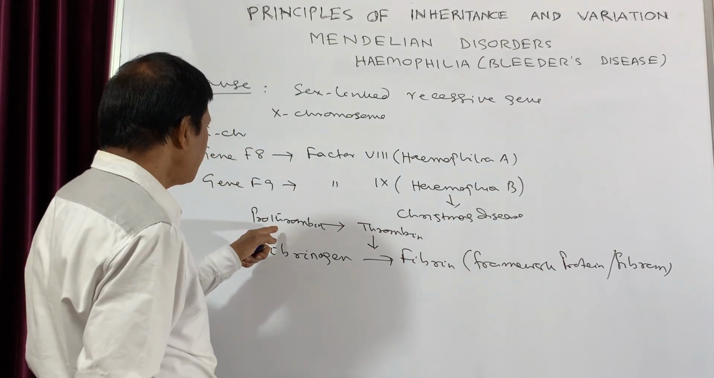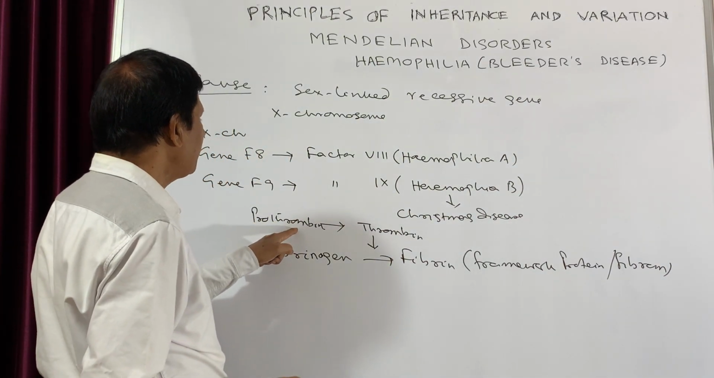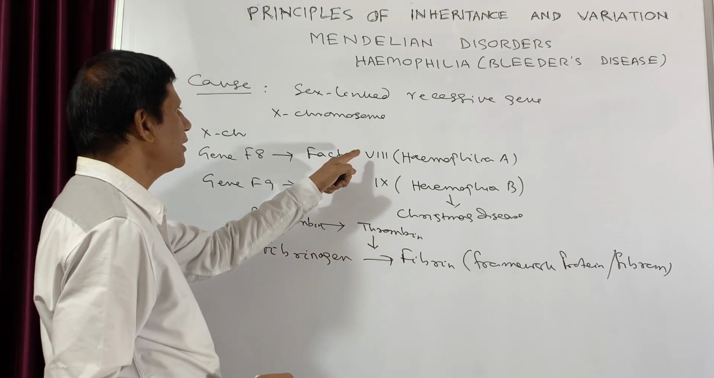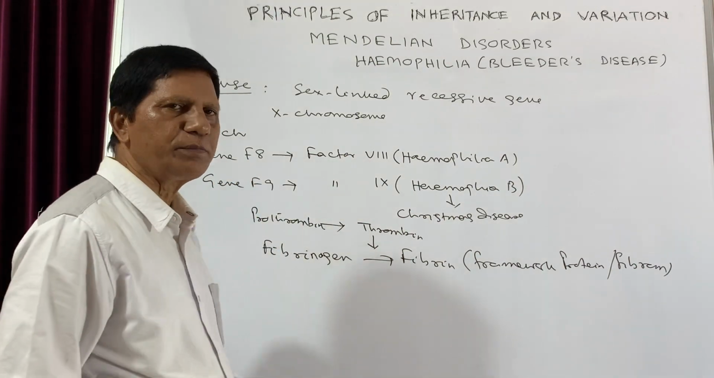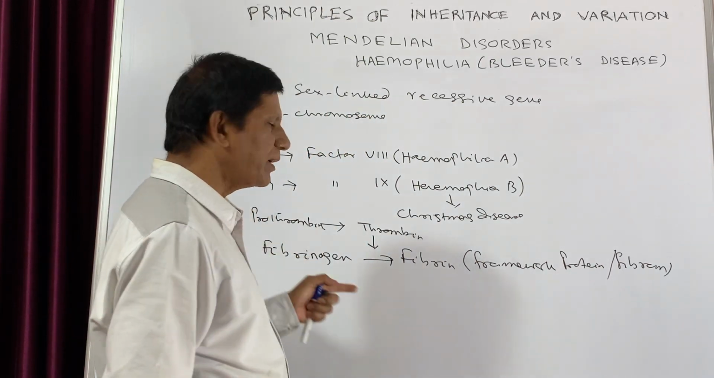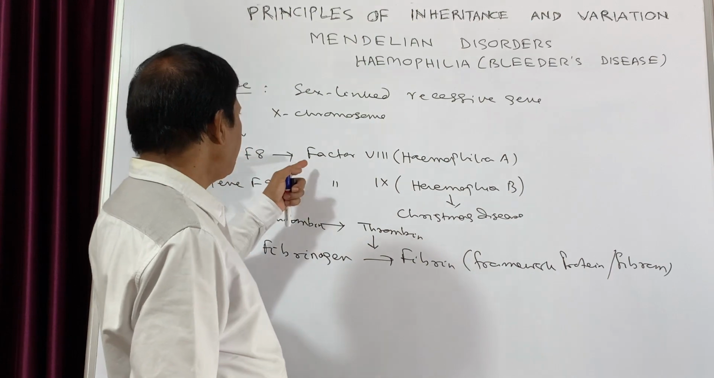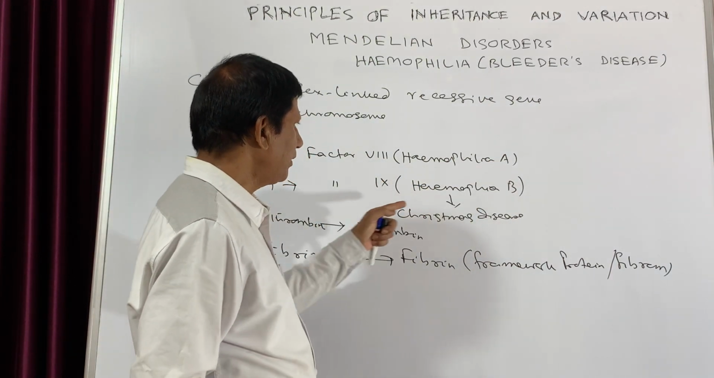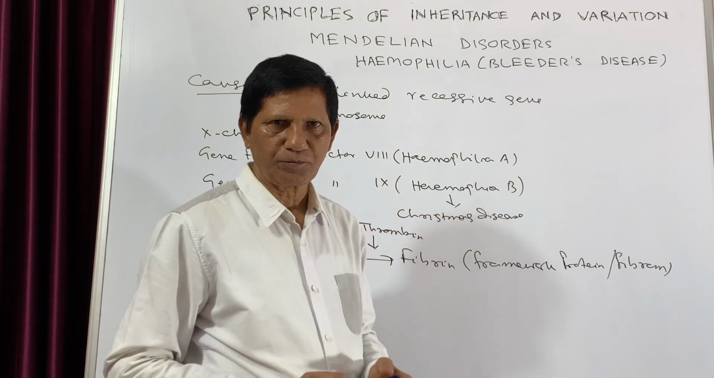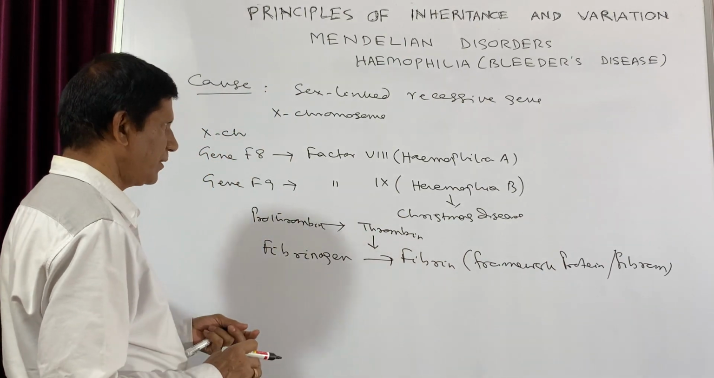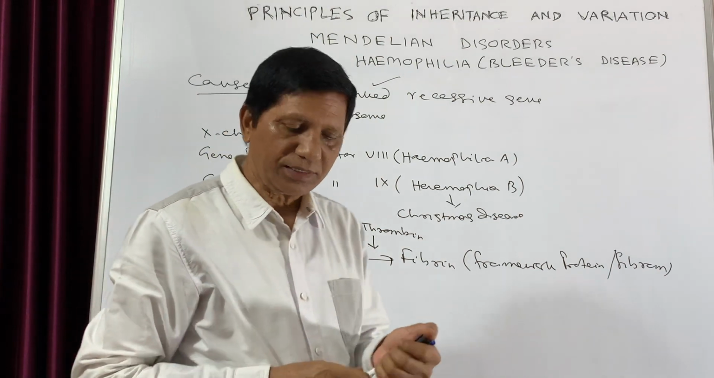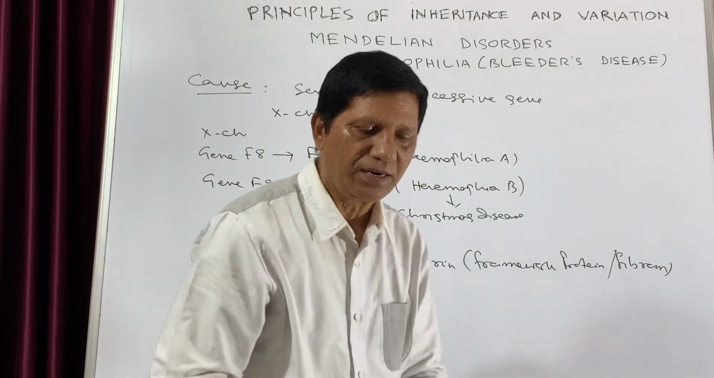And this prothrombin converts to thrombin only in the presence of these factors, which are synthesized by their respective genes, and the genes are present in the X chromosome. So if these genes become defective, in this case it will lead to hemophilia A, in that case hemophilia B, and the bleeding will not stop. So this is the main cause. This is important: it is a sex-linked recessive gene. Now how this gene is inherited, let us discuss that part.